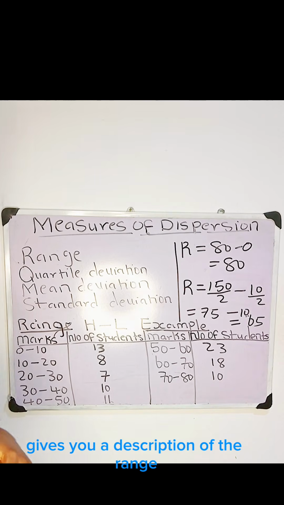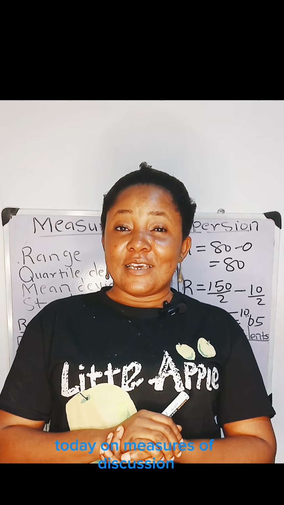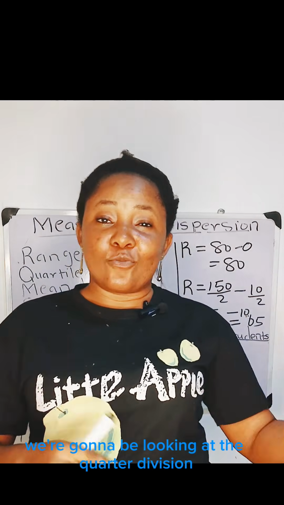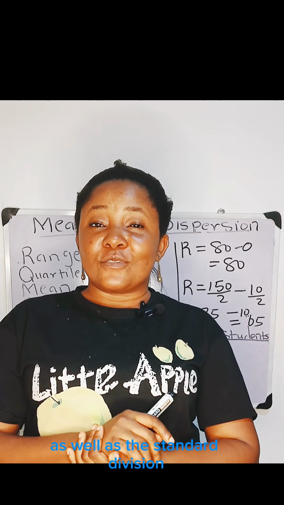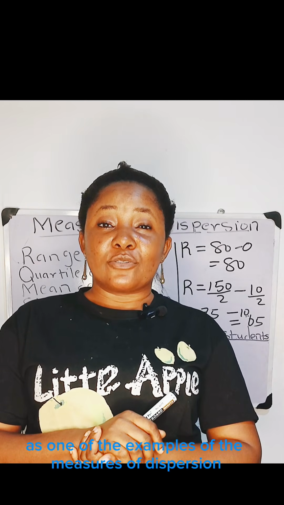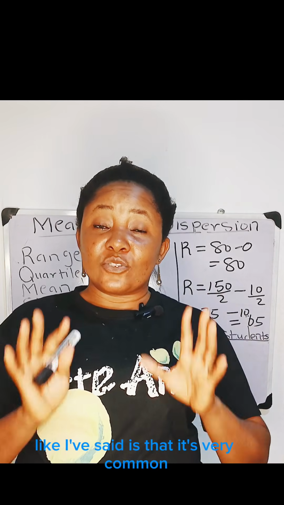So this is it for our introductory class today on measures of dispersion. In our next series, we are going to be looking at the quartile deviation, and then subsequently the mean deviation as well as the standard deviation. Now take note, the range, as one of the examples of the measures of dispersion, is the most common and the easiest to understand and calculate.